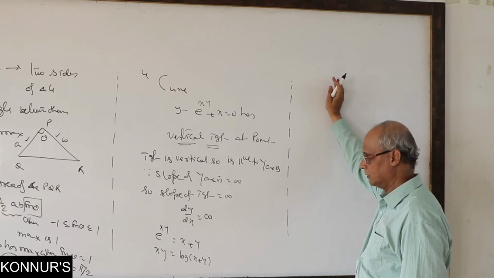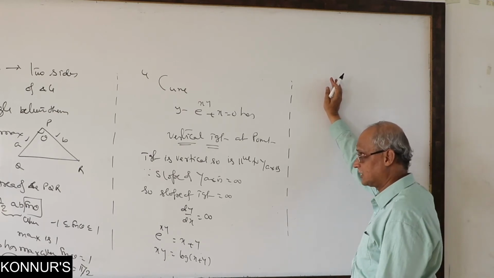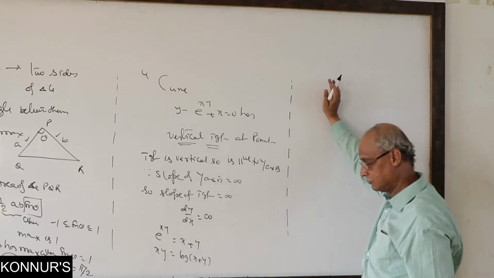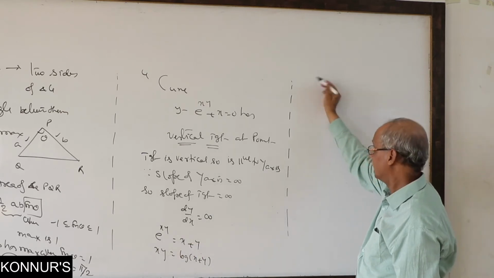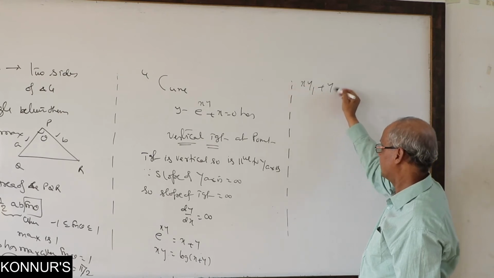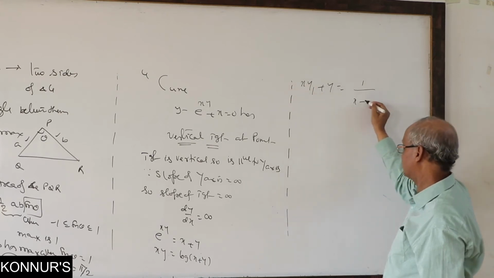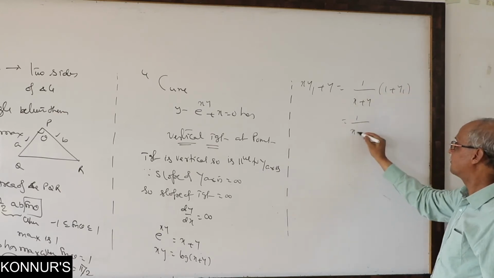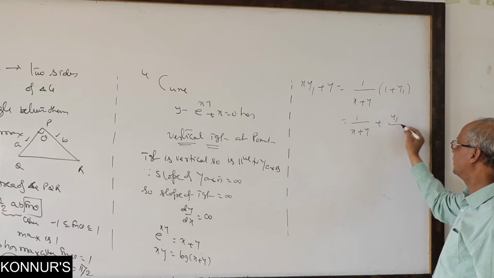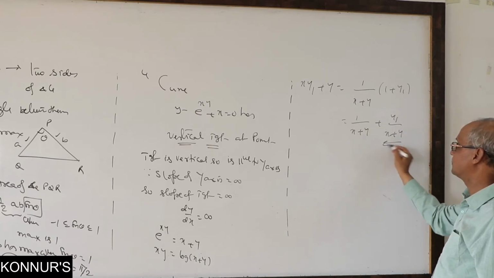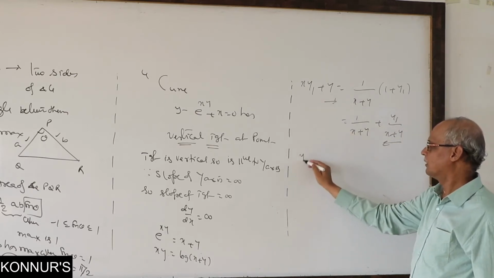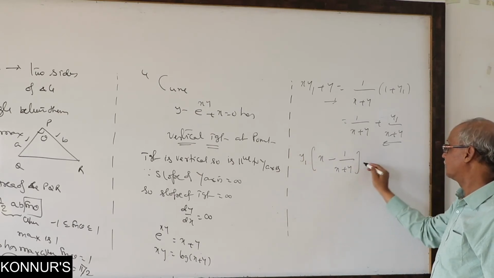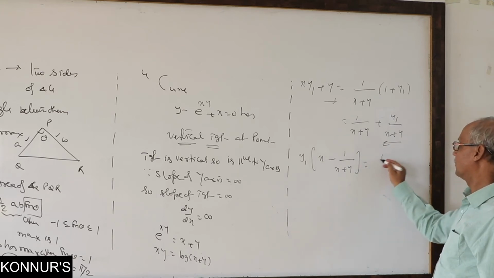So therefore we are discussing all the synonyms. Okay, leave it. What is our actual concept here? Its derivative must be infinity. Find the derivative. x dy by dx plus y equal to 1 by (x plus y) into (1 plus y1), that is 1 by (x plus y) plus y1 by (x plus y). All the y1 terms must be on one side. y1 common: (x minus 1 by (x plus y)) is equal to 1 by (x plus y).